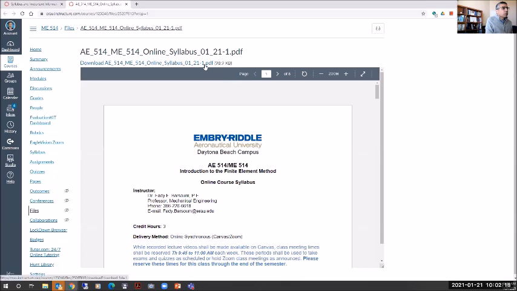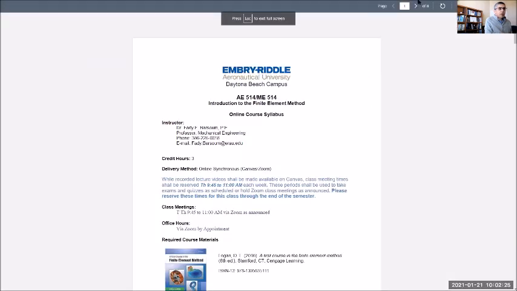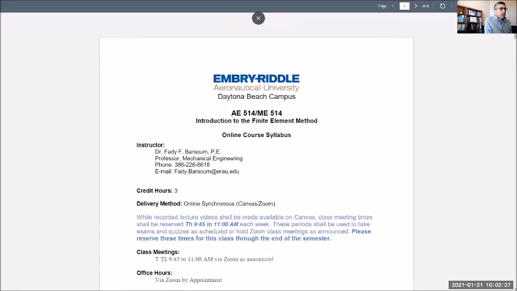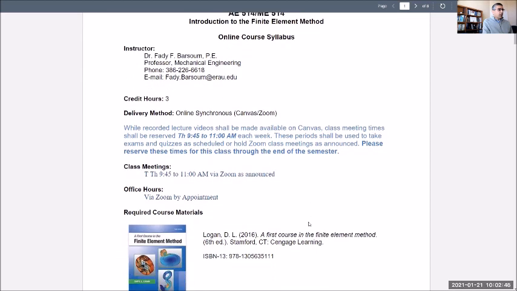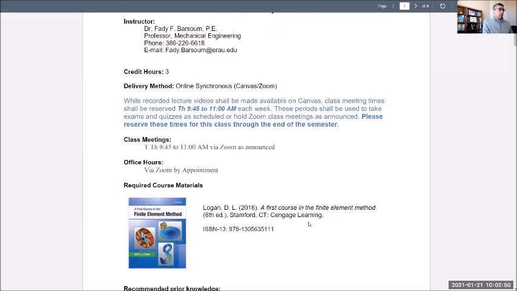So you should be able to download a PDF copy of the syllabus to have with you at all times. For now, I'm going to zoom in here so you can all see the syllabus. We have 8 pages of syllabus or agreements that we want to make sure we can all follow along. At the beginning here, you have my contact information. This is the 3-credit hour graduate course, ME 514 or AE 514.